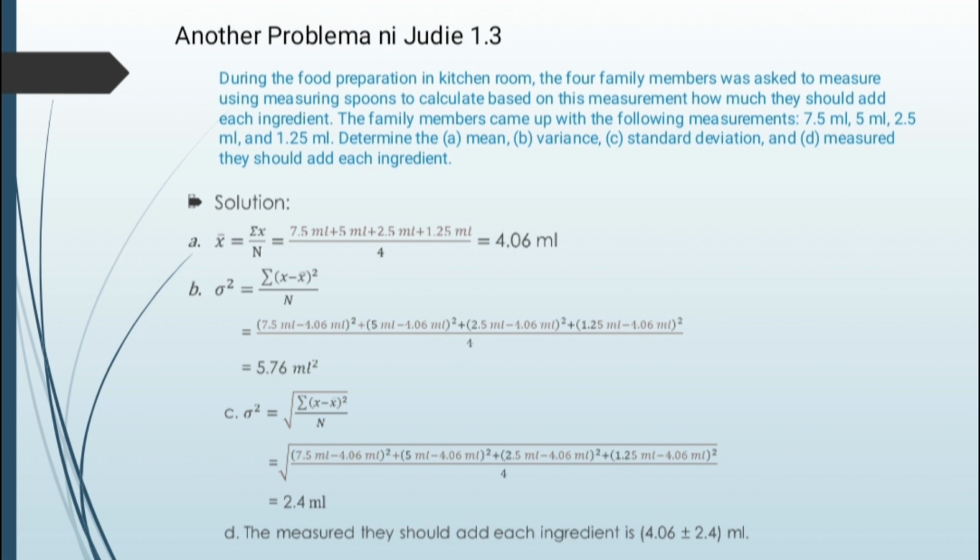Another problema ni Judy 1.3. During the food preparation in the kitchen room, the 4 family members were asked to measure using measuring spoons to calculate, based on this measurement, how much they should add of each ingredient. The family members came up with the following measurements: 7.5 ml, 5 ml, 2.5 ml, and 1.25 ml. Determine the mean, variance, standard deviation, and measured they should add each ingredient.